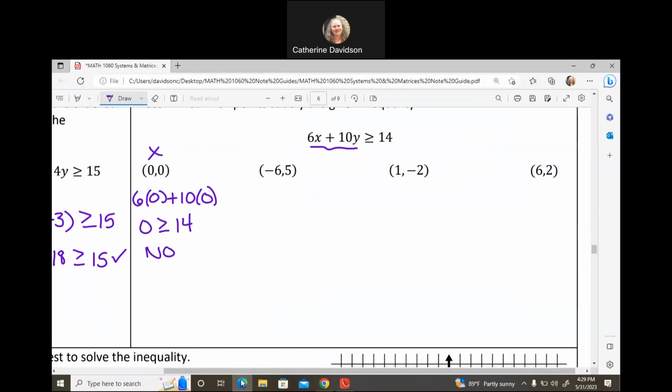Let's plug in the -6 and +5. It's a 5 right there. Again, you can just put this in your calculator. I believe that's 14. Is that greater than or equal to 14? It is equal to, if you have the line underneath, that gives you the equal to. So 14 is equal to 14. So this is a solution.